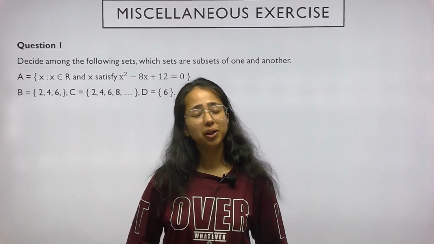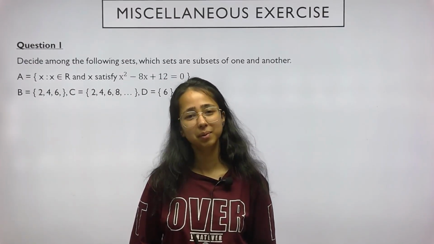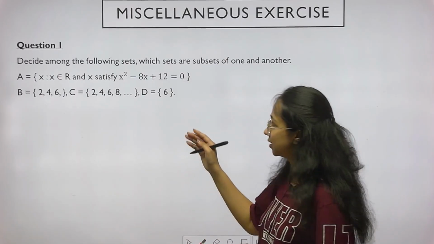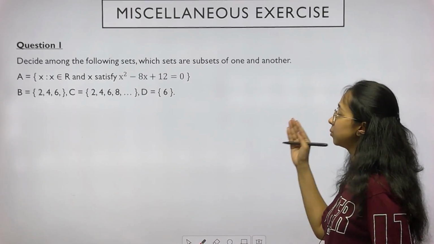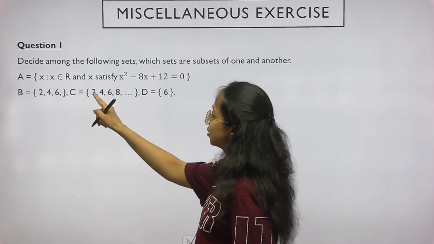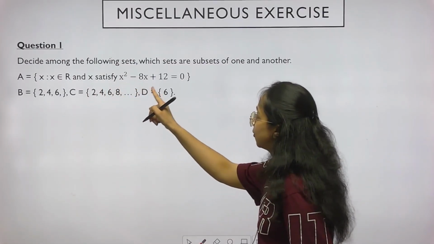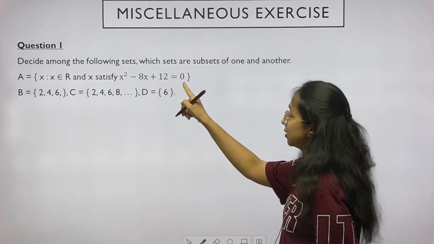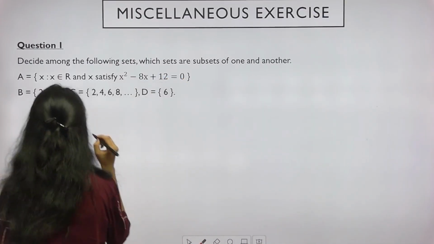Hello everyone. Today we will be practicing a few questions from the miscellaneous exercise. First question says: decide among the following sets which sets are subsets of one another. Set A says x is such that x belongs to R and x satisfies x square minus 8x plus 12 is equal to 0. So let's solve this equation.